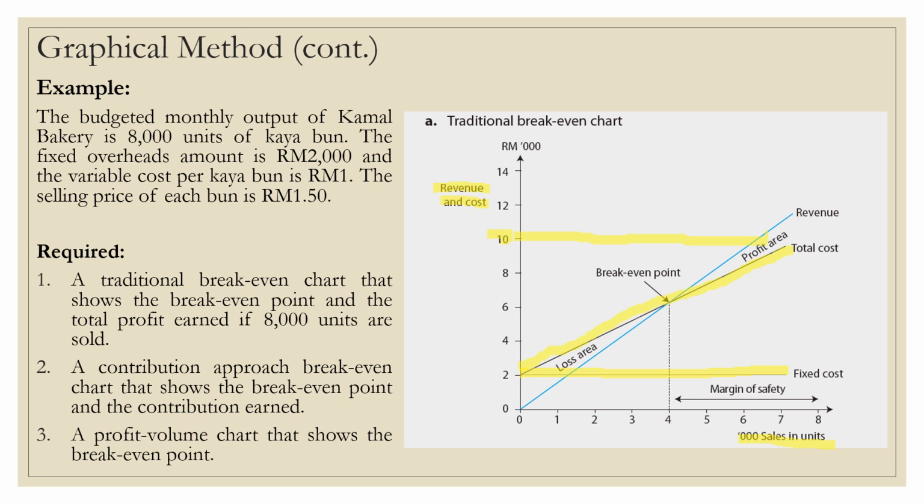So the revenue line is drawn starting from zero sales, and the second point is at the expected level of 8,000 units, which represents the total revenue of 12,000. So the total revenue of 8,000 units is 12,000.